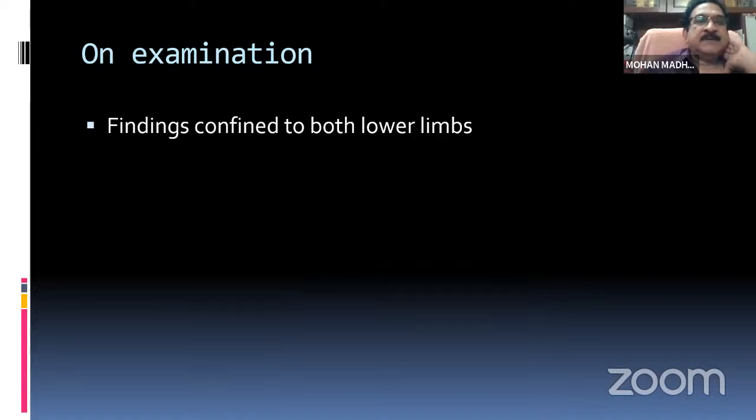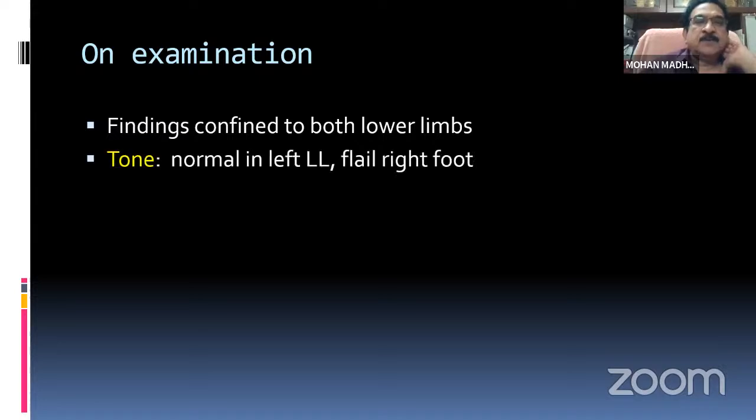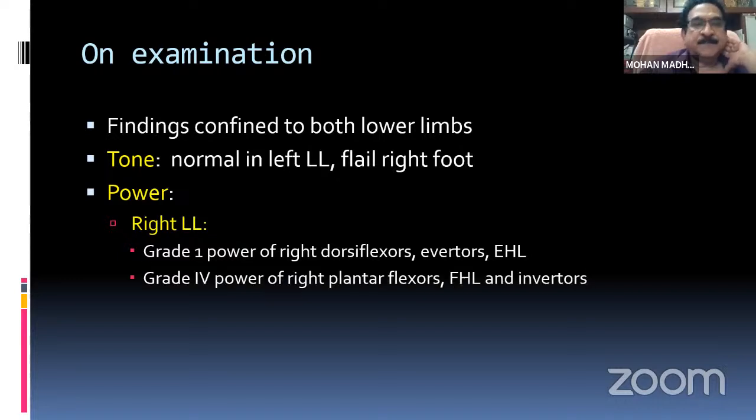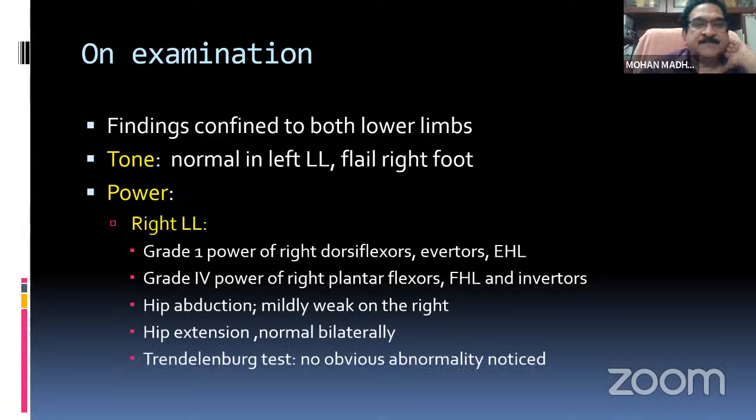So summing up on examination, findings confined to the lower limb. Tone normal in the left lower limb and a flail foot on the right side. Power in the right lower limb: grade 0 to 1 of right dorsiflexors, evertors and EHL. Grade 4 power of right plantar flexors, flexor hallucis longus and invertors. Hip abduction mildly weak on the right side. Hip extension normal bilaterally. Tibialis posterior, no obvious abnormality noticed. Left lower limb power is normal.